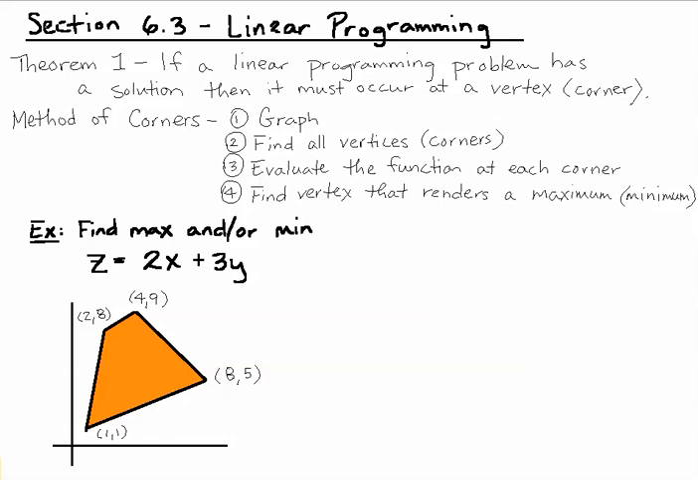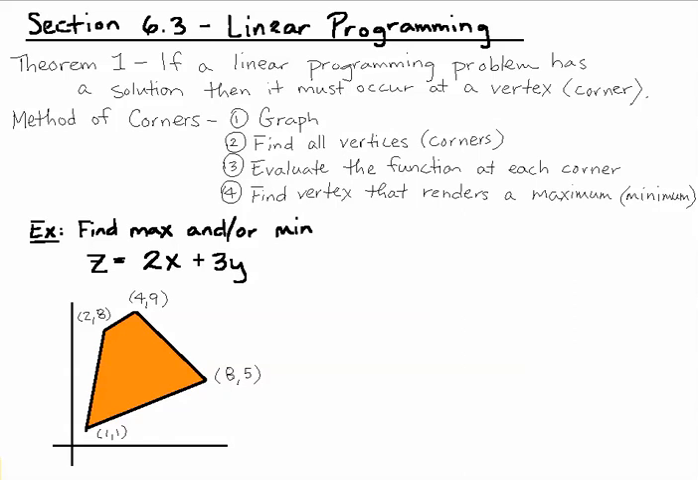And so we can solve the linear programming problem by using the method of corners, which tells us to step 1, graph our system of linear inequalities. Step 2, find all the vertices, in other words, the corners. Step 3, evaluate the function at each corner. And then finally, step 4, find the vertex that renders a maximum or minimum.